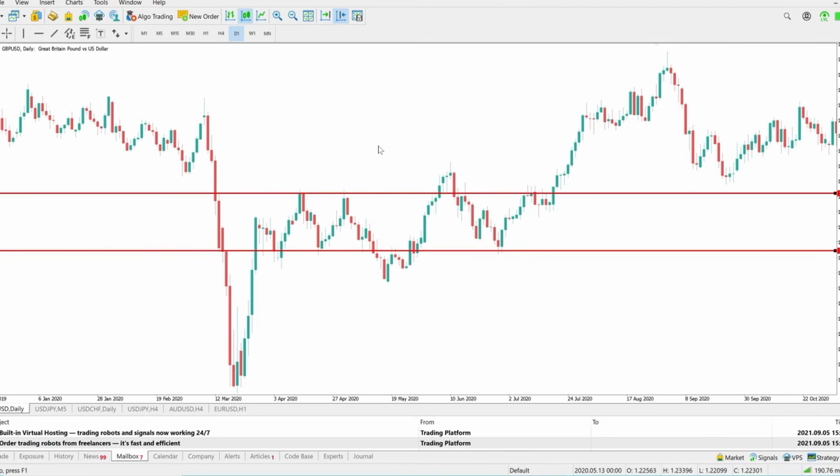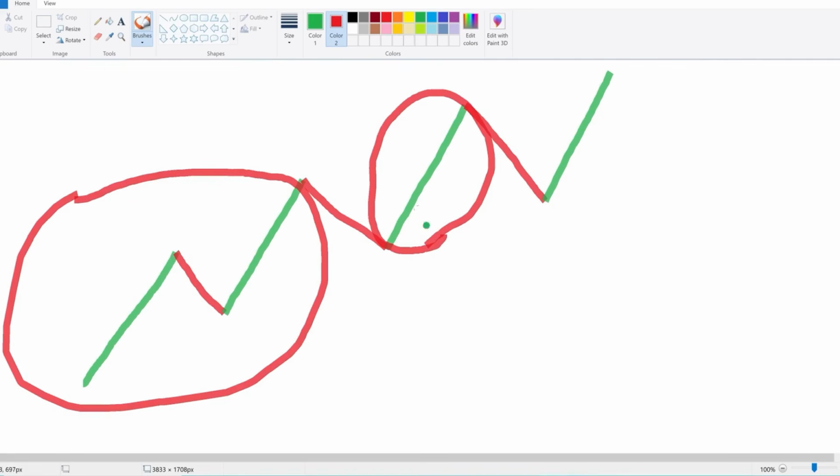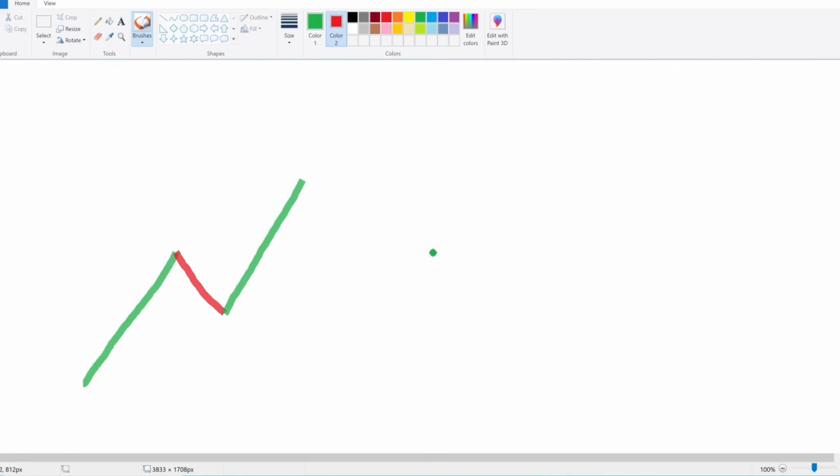The second point relates to the discussion of volume and momentum. Let me go back to paint. The second issue concerns volume and momentum, meaning we need to see whether the momentum is with the buyers or the sellers. We need to determine who currently has the upper hand, whether the sellers are controlling this range or the buyers. Let me explain this with an example.